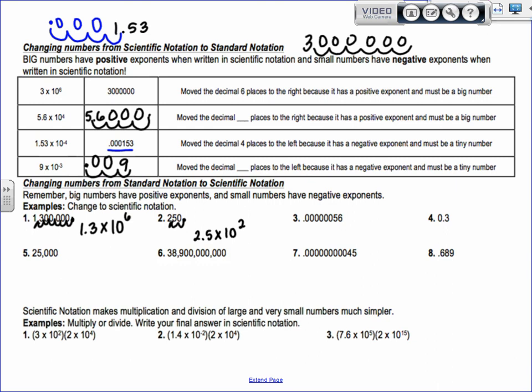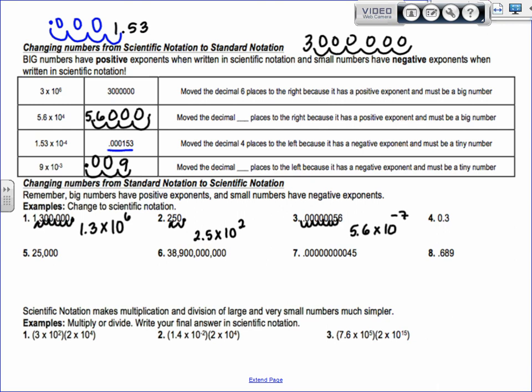Okay, this next number is a little bitty number. It's way smaller than 1, right? So I'm going to move 1, 2, 3, 4, 5, 6, 7. So 5.6 times 10 to the negative 7. Did you guys get that?